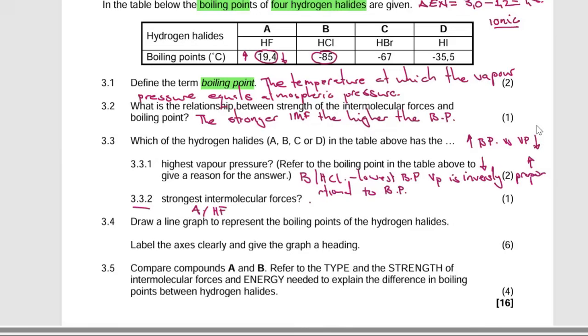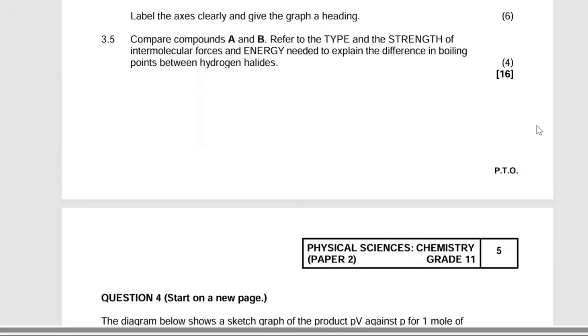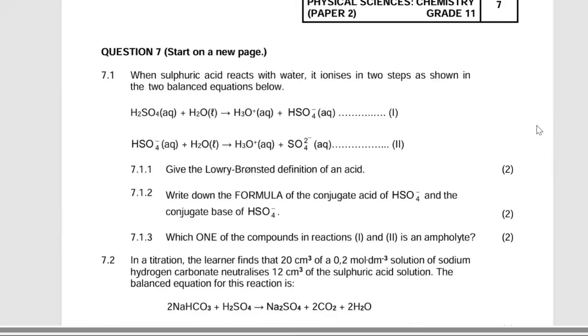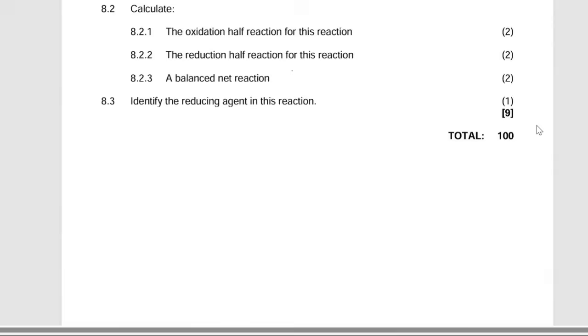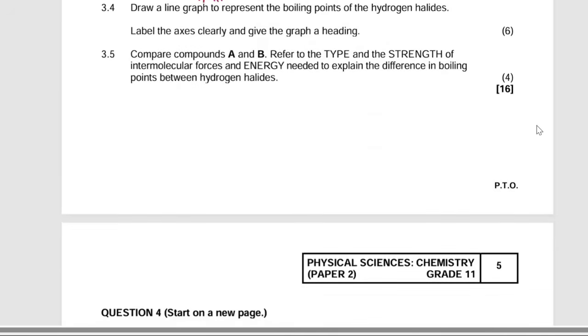Then moving on to 3.4, it says draw a line graph to represent the boiling points of these hydrogen halides. Then clearly label the axes and give the graph a heading. So there I'm going to draw something here. I don't know if I was provided with graph paper, so I'm going to proceed and try and draw it here. I'm going to have different values.